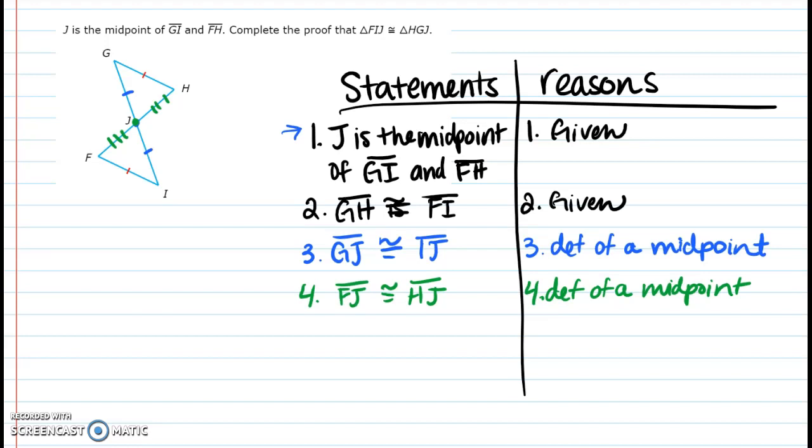And now, based on this, it looks like I actually have three sides that have been shown to be congruent. And I know because of side, side, side, when I have all three sides of two triangles that correspond to each other and are congruent, that I can say that triangle FIJ is going to be congruent to triangle HGJ.